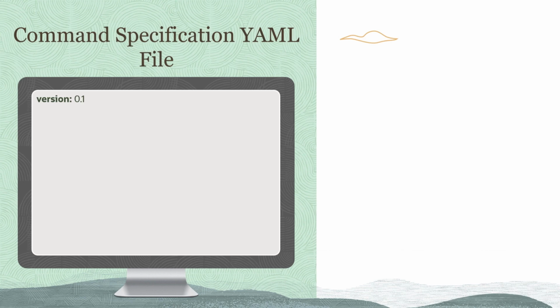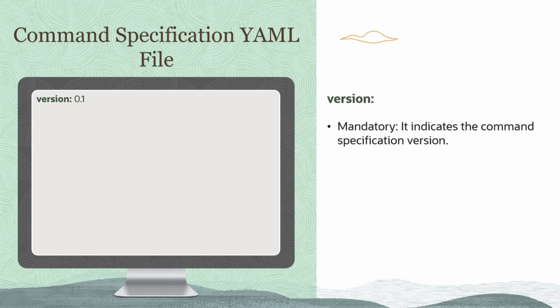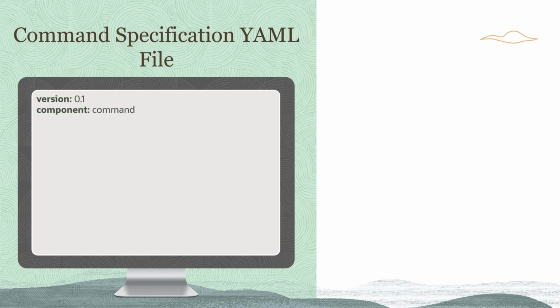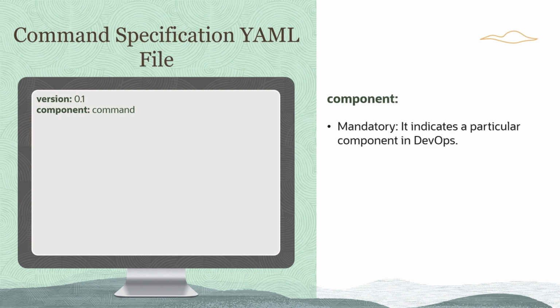Starting with version. The version parameter is a mandatory field indicating the command specification version. If this parameter is missing or invalid, it can cause the shell stage to fail, and the supported value for version is 0.1. The next parameter is component. Component is another mandatory parameter that specifies a particular component in DevOps. If this parameter is missing or invalid, it can lead to the failure of the stage.